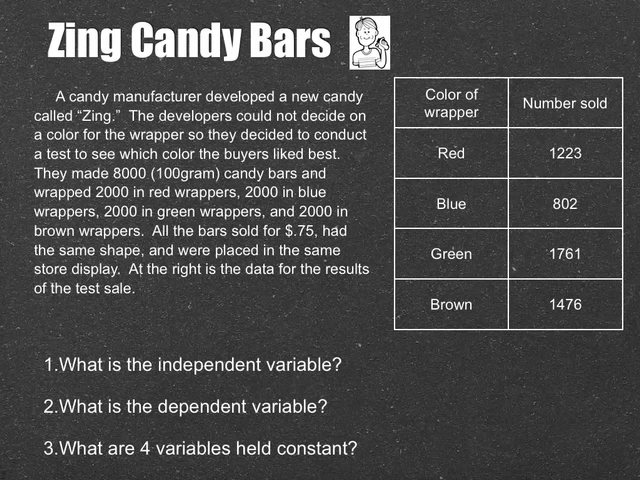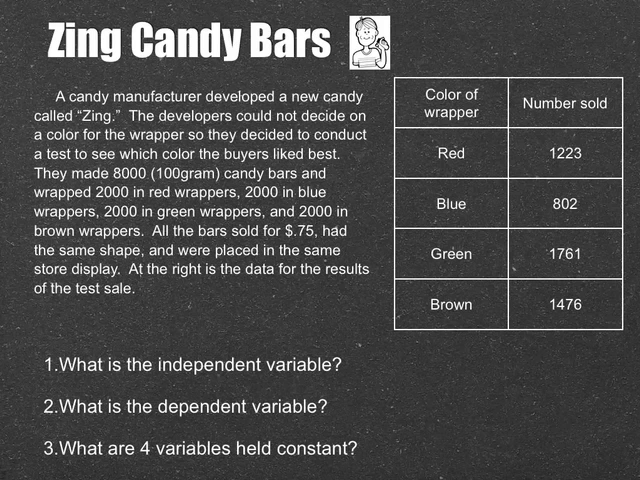In this experiment, what is the independent variable? What is the independent variable? Yeah? Color of wrappers. The color of the wrappers. That was what was different between these groups. The color of the wrappers.